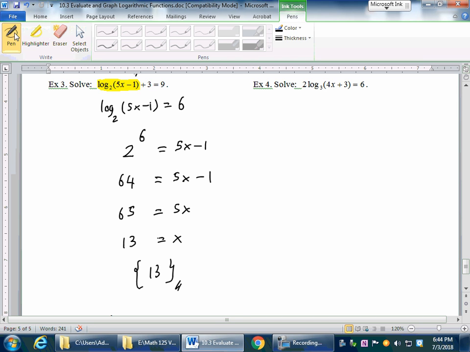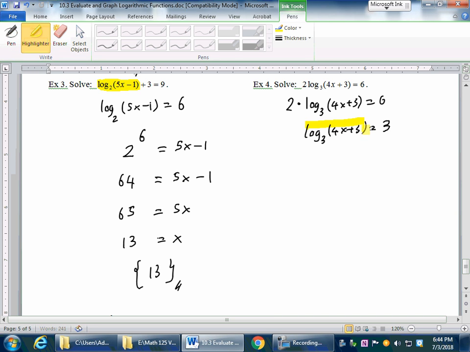This one, you want to look at it as 2 times log of base 3, 4x plus 3 equal to 6. Let me rewrite it. So I don't have a logarithm by itself. So I need to get rid of this factor 2. When we get rid of this factor 2, I basically divide by 2 on both sides. So this will become log of base 3, 4x plus 3 is equal to 3.